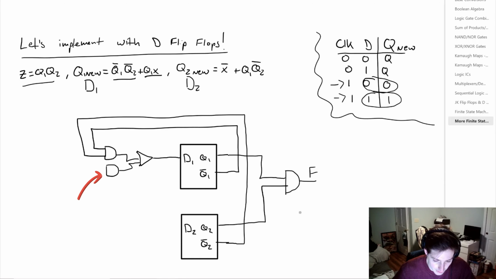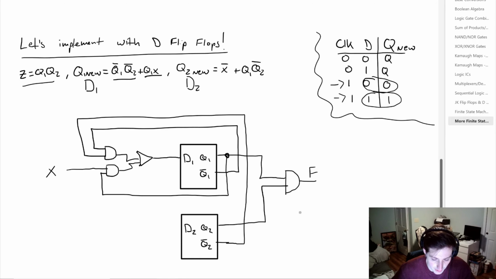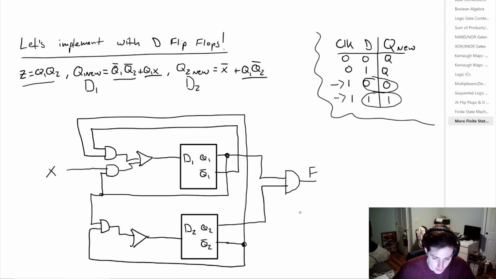For this other AND gate, we simply have Q1 and X. Now if we look at D2, again, we have an OR gate. It's going to be the input to D2. And from that OR gate, we're going to have an AND gate, which will consist of Q1 and Q2 bar. The other input to that OR gate is X bar. So we can have an inverter and tie this to X.